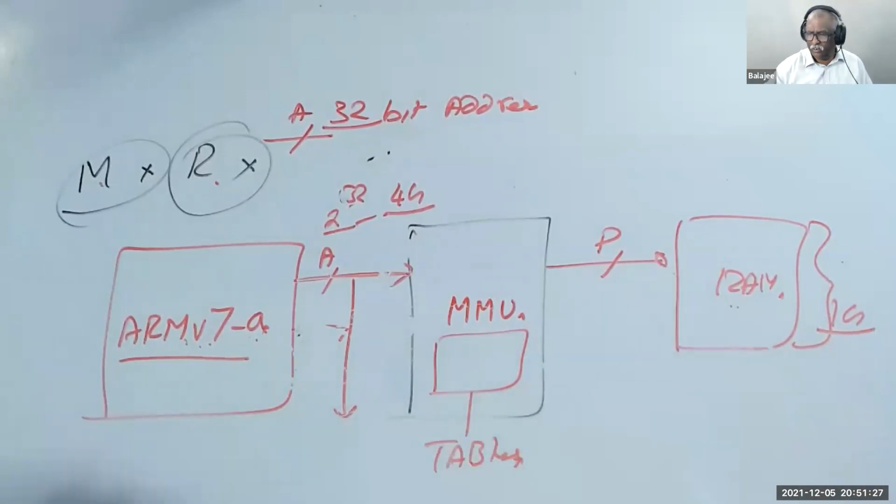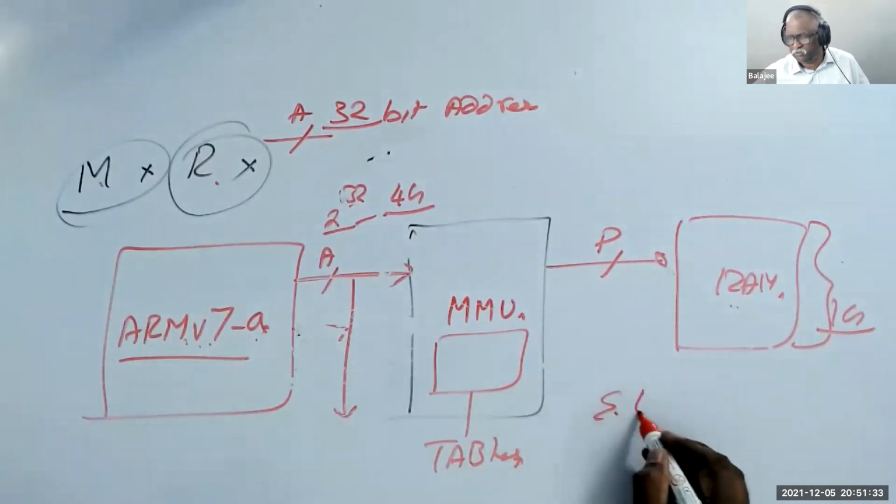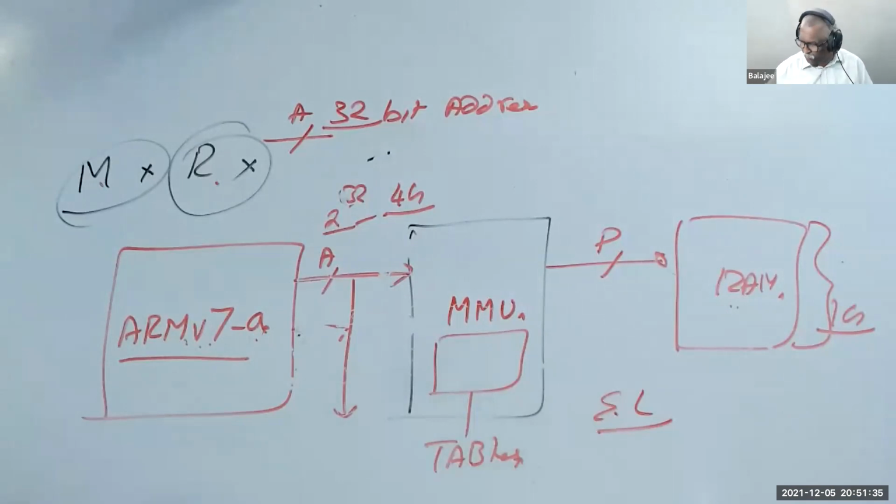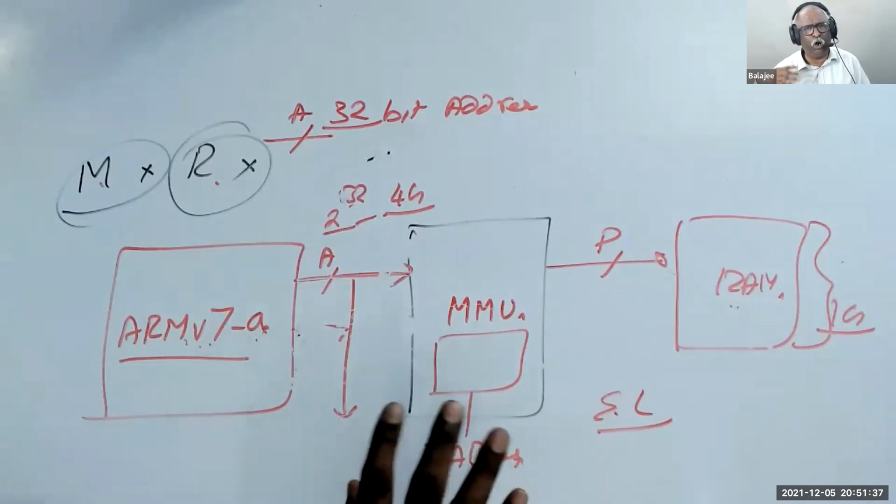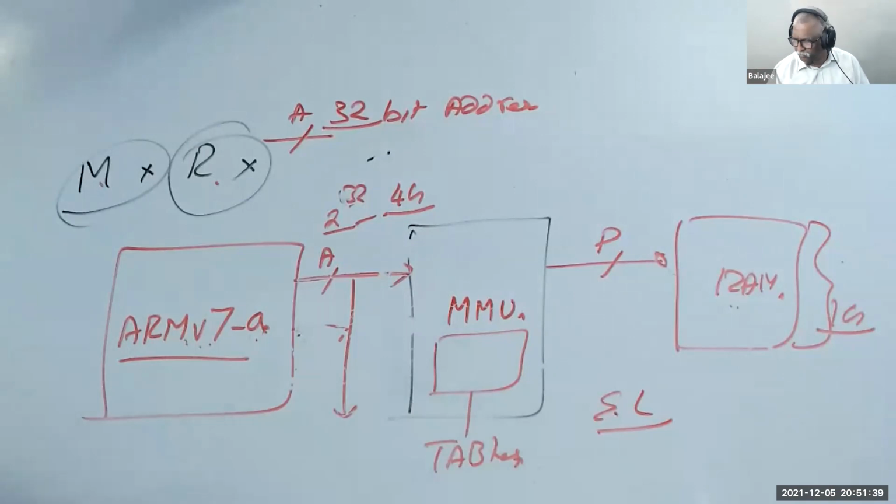But in the MMU case, this will be very interesting when we discuss embedded Linux. At that time we will discuss thoroughly all about the MMU, and how the kernel is using the MMU or not. Is it clear?